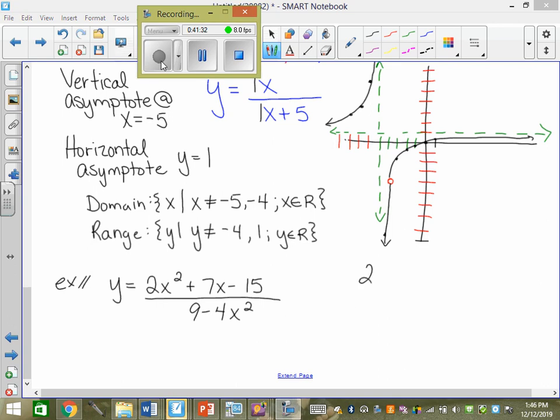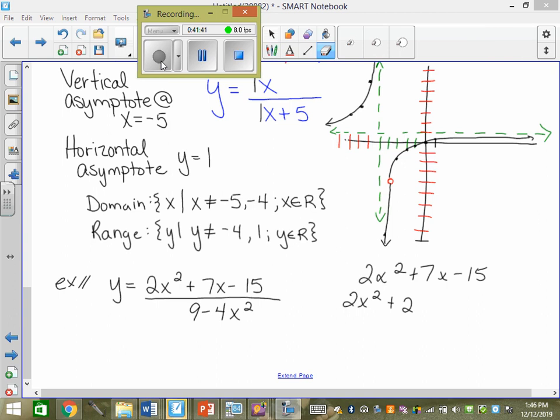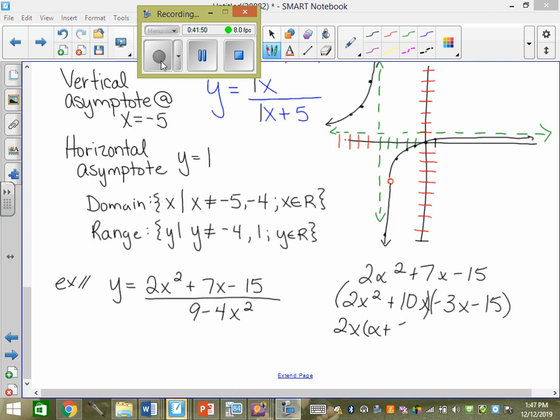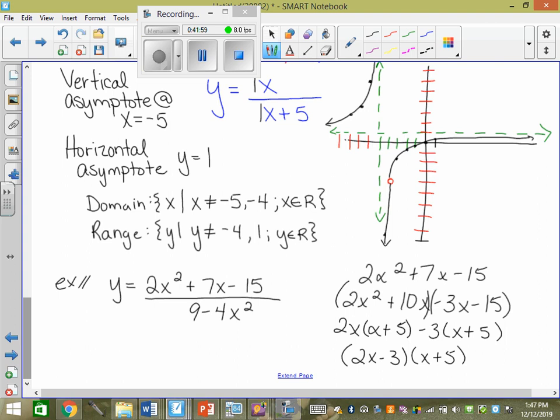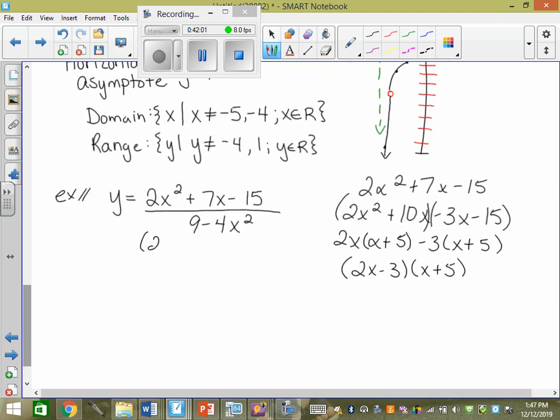If I factor the top, I get 2x squared plus 7x minus 15. I get 2x squared plus 2x, plus 10x minus 3x minus 15. Take a 2x out, I'm left with x plus 5. Take a -3 out, I'm left with x plus 5. And so I get (2x minus 3)(x plus 5). That helps me with my denominator.